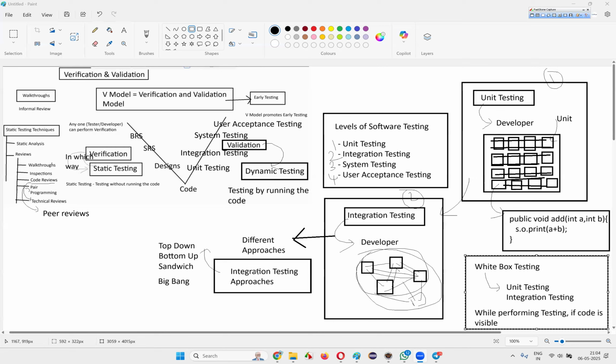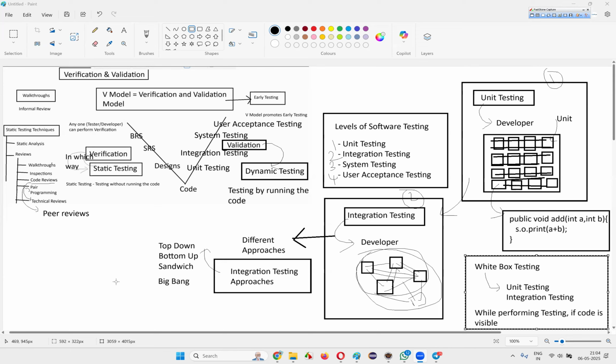And I'll explain all the approaches of integration testing tomorrow. After that is done, we'll move to system testing and user acceptance testing, which will not be done by developers. The system testing and user acceptance testing, which are the third and fourth levels of software testing, will be done by the software testers.